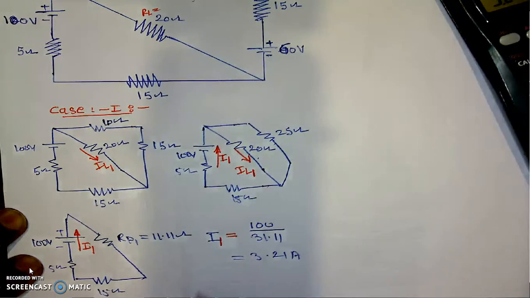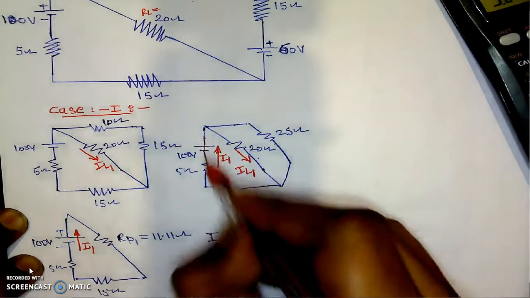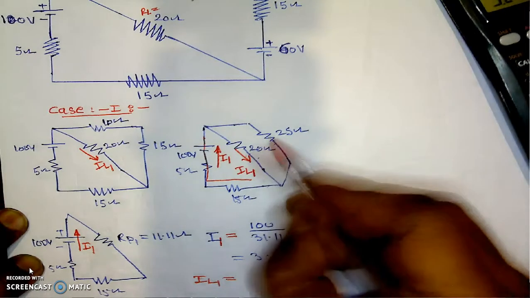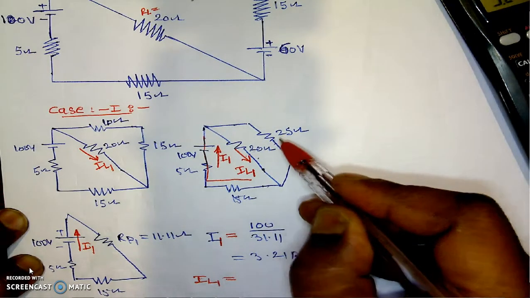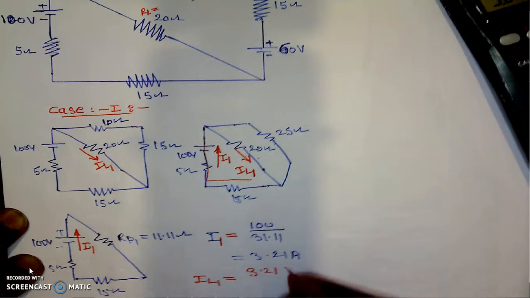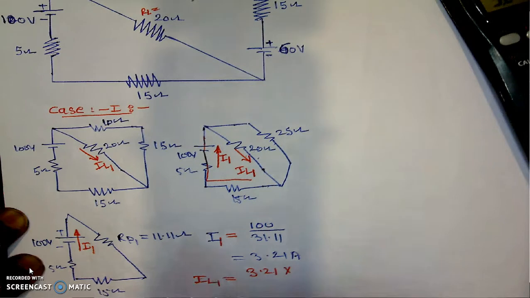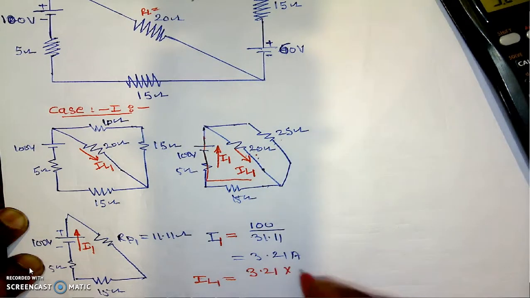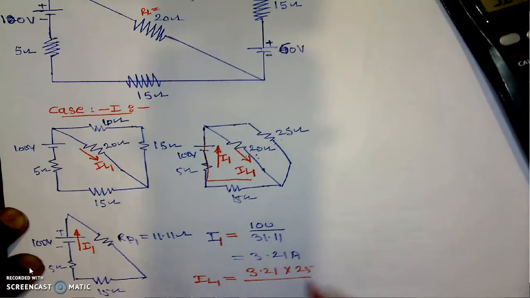And so on. Now here, if we are finding the IL1, I will use the current division rule. Now here, current in this branch is known. We have two parallel branches, and the current division rule is applicable to only two parallel branches. Now here, total current is 3.21 into the resistance of the opposite branch. Here we are interested to calculate current. Here this opposite branch will be this, that is 25, divided by the resistance of both branches, that is 20 plus 25, which is nothing but 45.